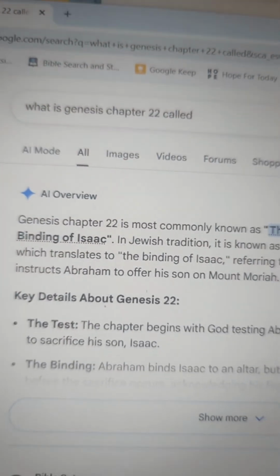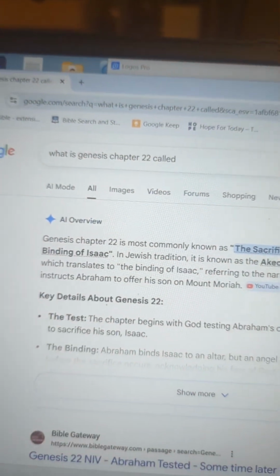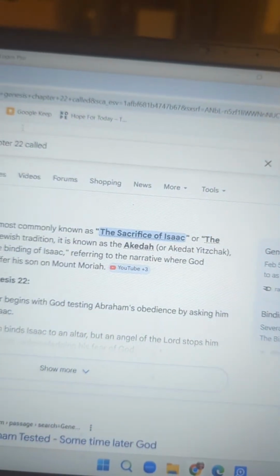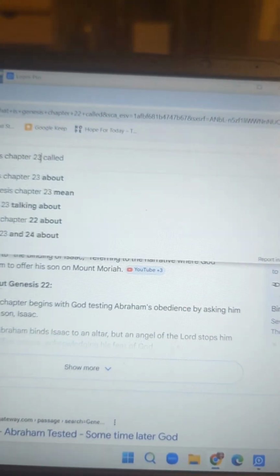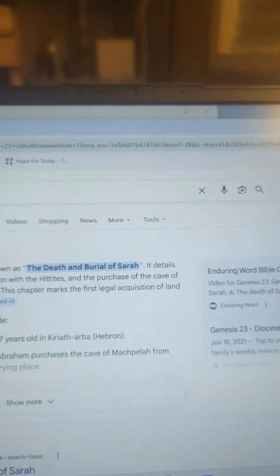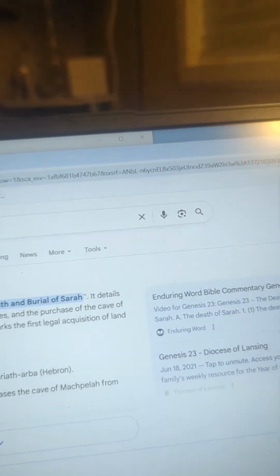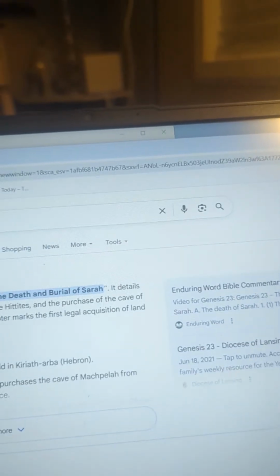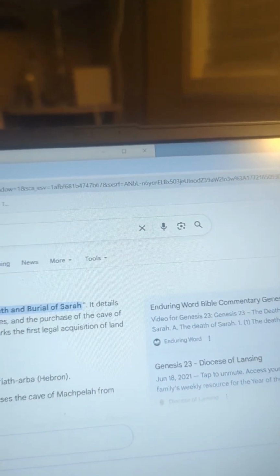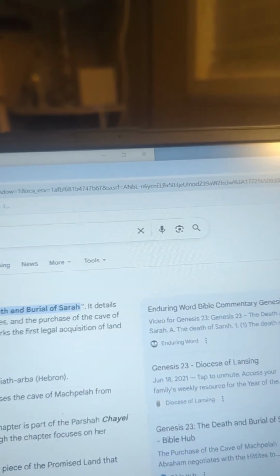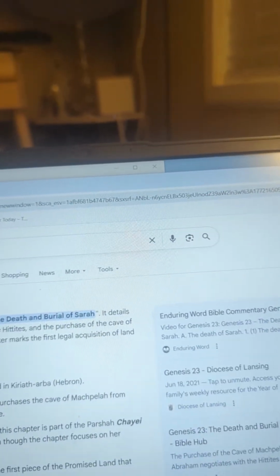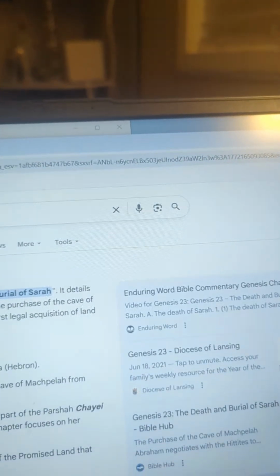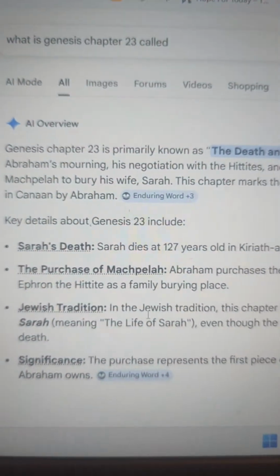Okay, what about the other chapters, maybe? So let's look up Genesis chapter 23. Okay, real quick. Does it have its own special name? I don't know. I don't think it does. It just says. No, it doesn't have its own special name like. Oh, wait, hold on. The Jewish tradition. Okay, here we go.